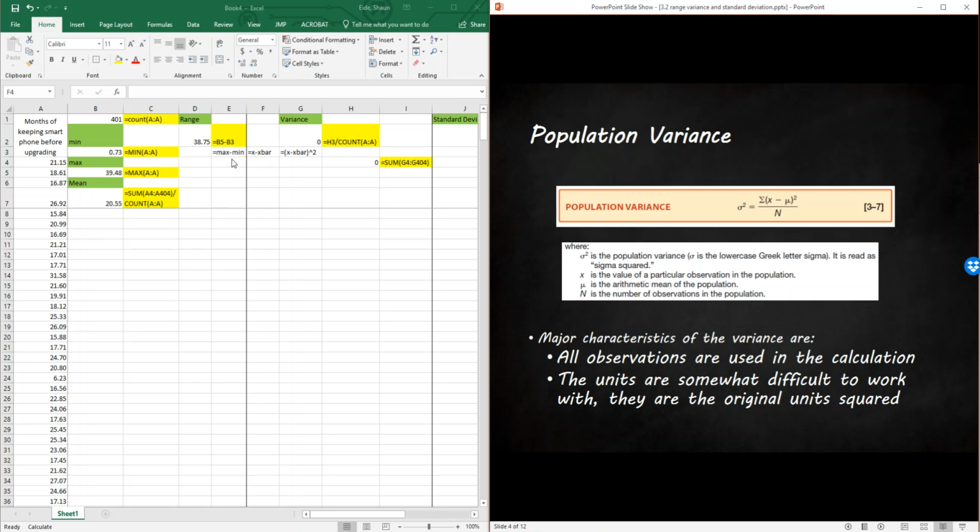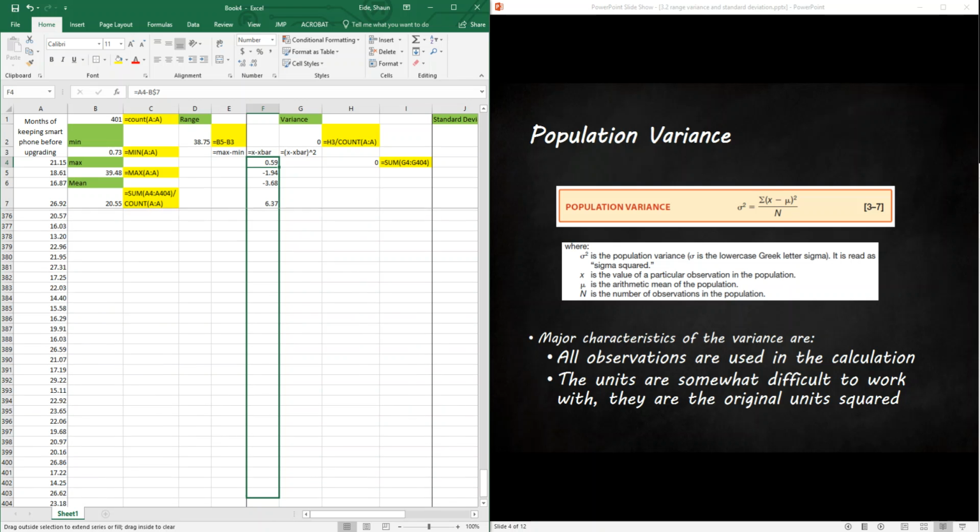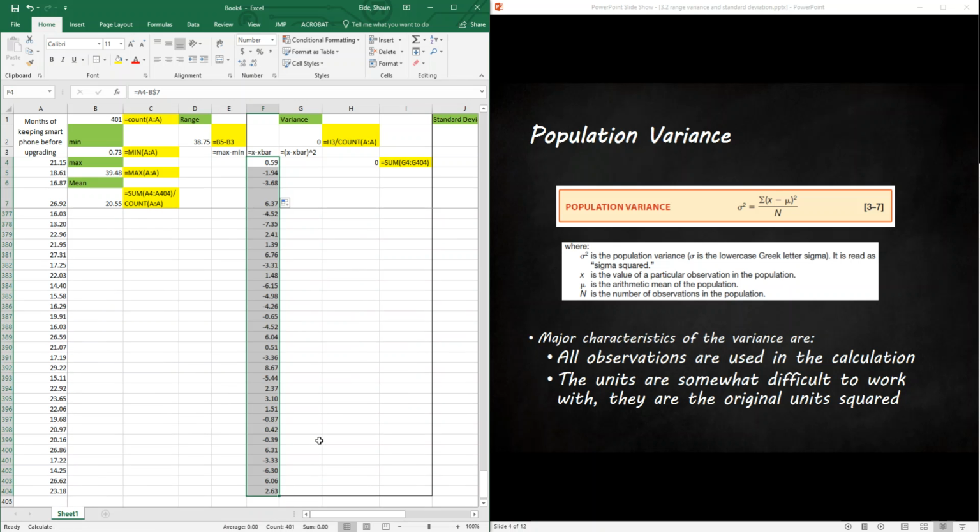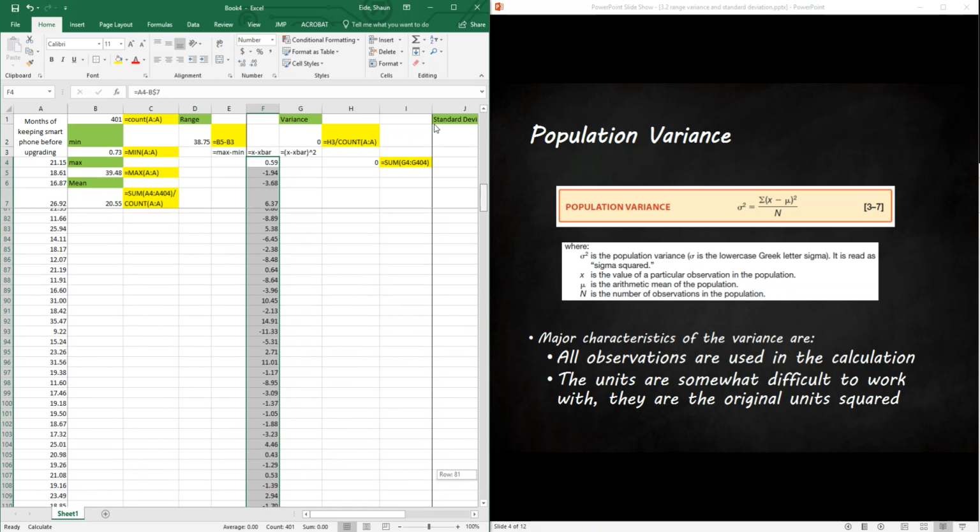Okay, so x minus x bar. We do equals the observation, x, minus x bar, which is the mean, except we're going to put a fun little dollar sign right here, because when you drag it down, the 7 never changes, so it always goes to the mean. We're going to drag it all the way down, and that gives us x minus x bar.